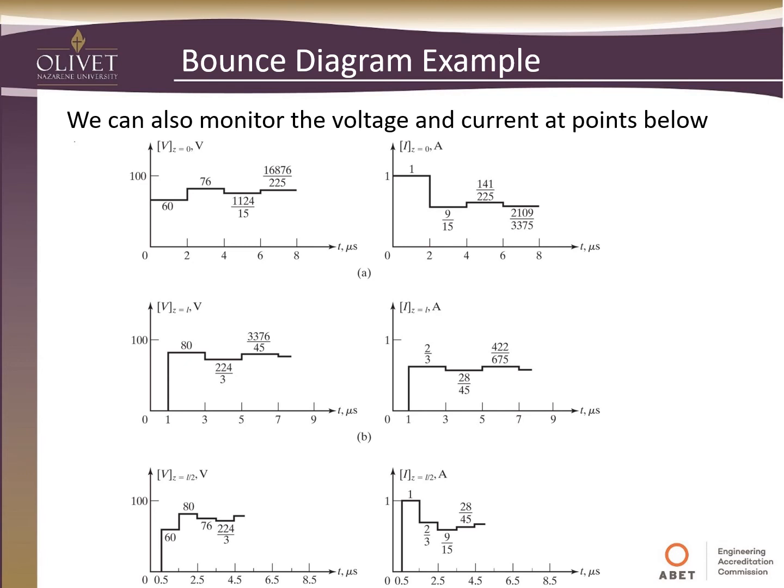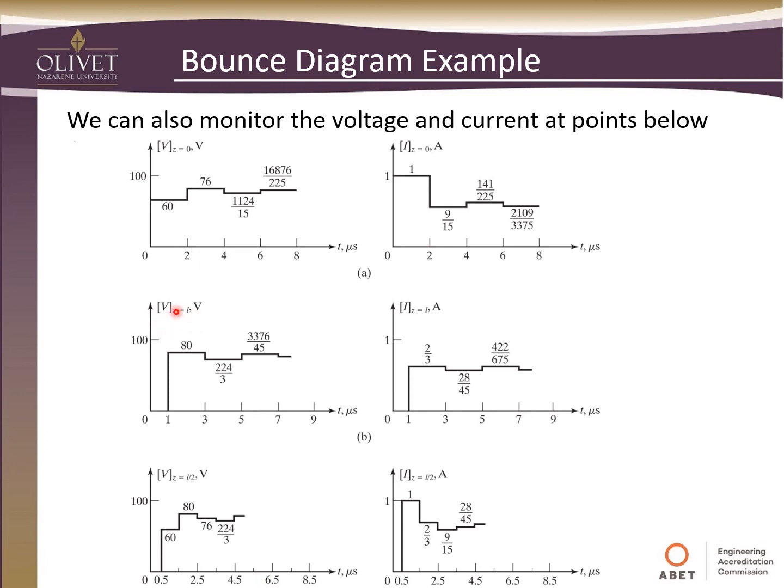So we can also monitor the voltage and current at points. We could say at Z equals 0, we want to track what's going on. Here we see it's 60 volts until we hit that 2 microsecond point. That's when we've had time for the reflected wave to come back, and at that point it jumps up to 76. Then 2 microseconds later, it drops down to 1124 over 15. And then after 6 microseconds, it goes up. You can see it's starting to approach our steady state level. We will get there eventually to the 75 volts, but it gets there incrementally. This is the way things really happen if you're looking at really short times after the moment you close the switch.